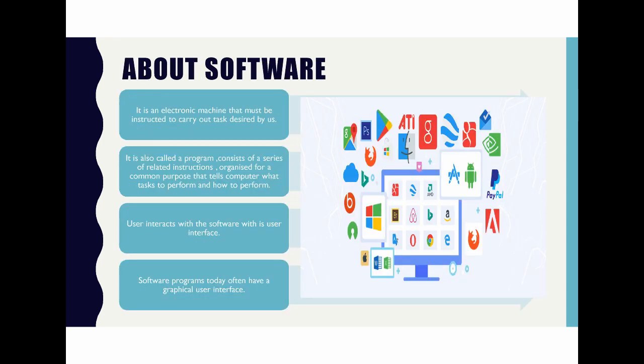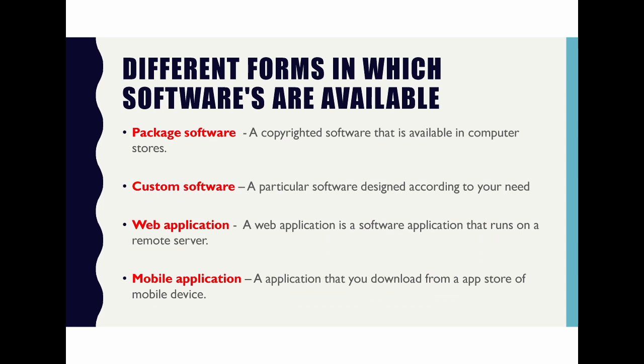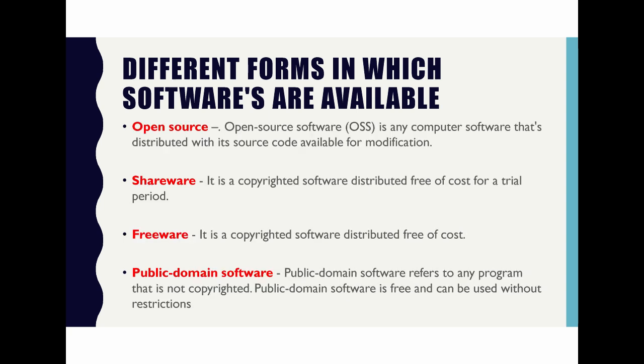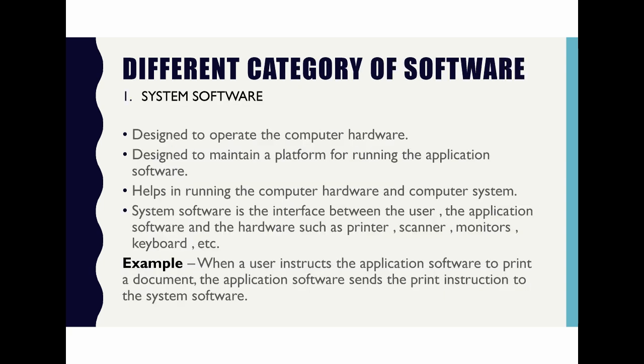It's also called a program, consisting of a series of related instructions organized for a common purpose that tells the computer what tasks are to be performed and how to be performed. Then we have learned the different forms in which the software is available. What are the examples? Likewise, package software, custom, web application, mobile software, open source, shareware, freeware, and public domain software. I hope you have well understood that particular topic.